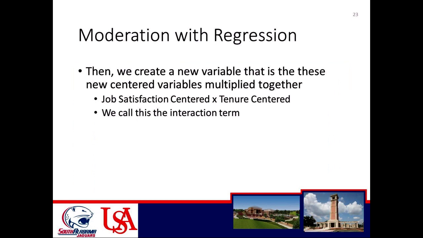Then we need to create one last new variable, which is these new mean-centered variables multiplied together. We take the new mean-centered variables and we multiply them together. So we have job satisfaction centered times tenure centered, and we call this the interaction term. We call this creating the interaction term. We have these new variables that are centered, we multiply them together, and that's our interaction term.